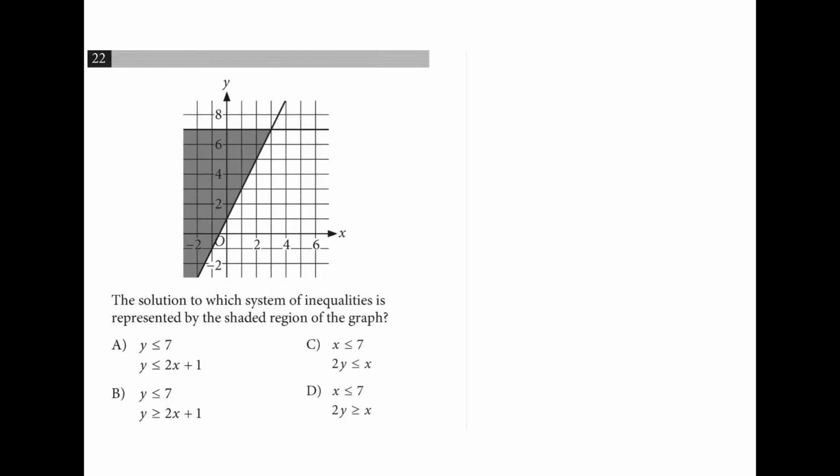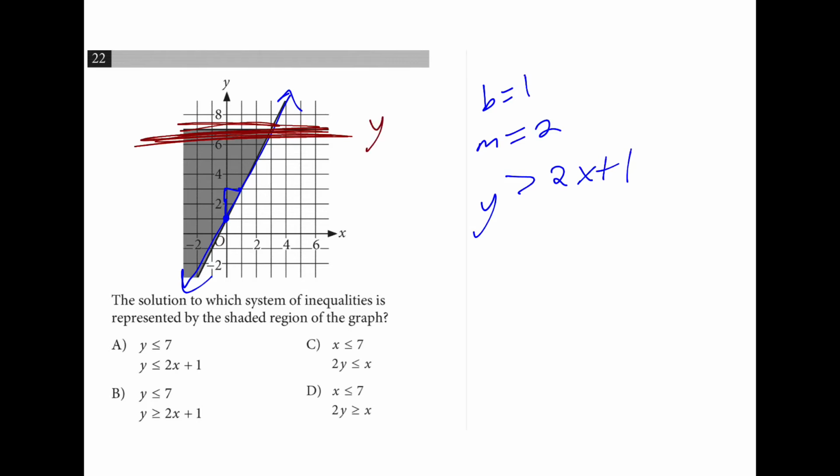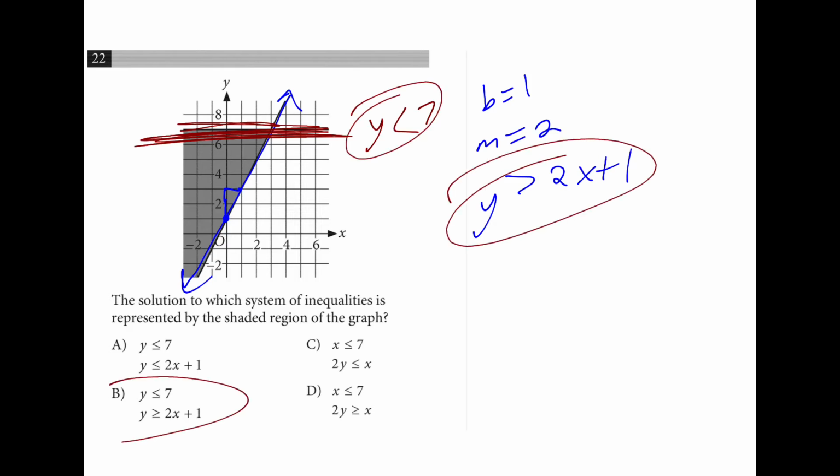So if I consider this like a y equals mx plus b line, I cross the y-axis at 1, so my b value is 1. And if I consider my rise over run, I go up 2 over 1. So m is 2. So y is equal to 2x plus 1, and we're not equal to, we're above this. However, there's an additional line here where it cuts off the top, and that is when y is equal to 7. So we're everything below that. So I'm going to change that to a less than. And if I combine these two, I get B.